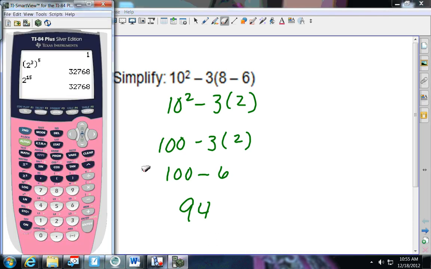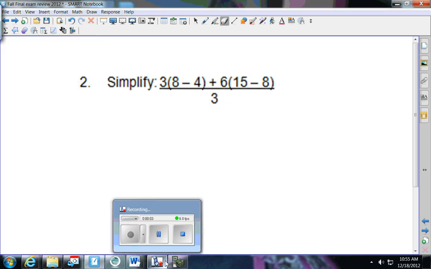Let's see here. I go 10 squared minus 3 times 8 minus 6 and press enter. Next one.